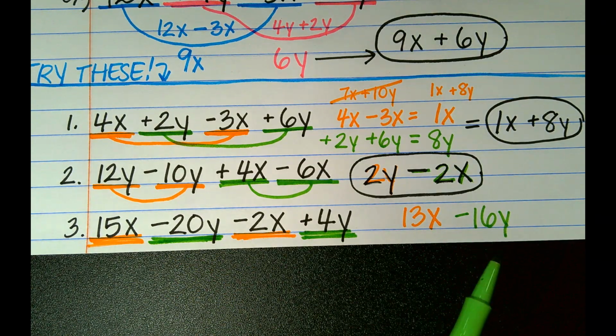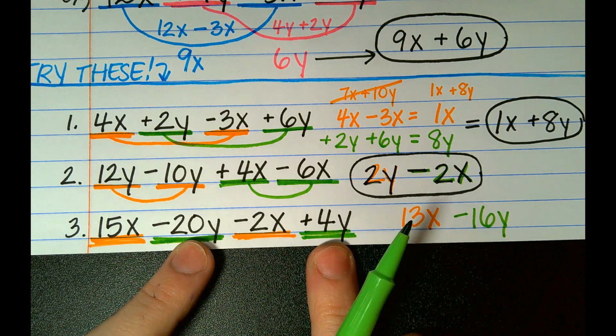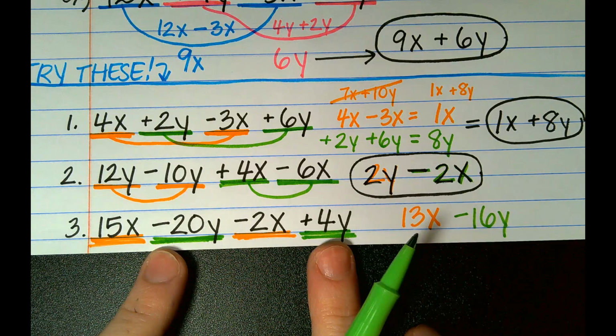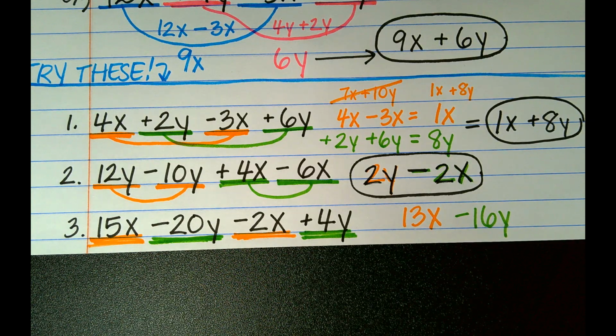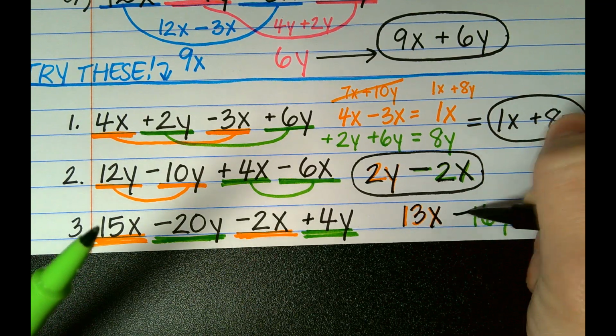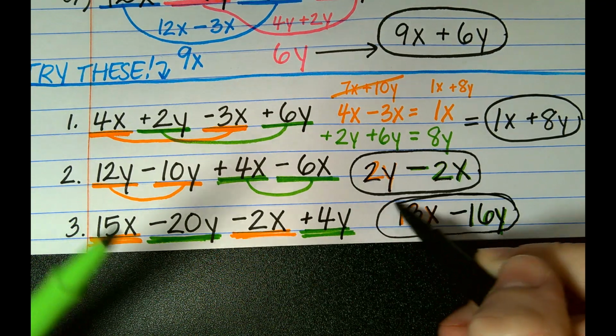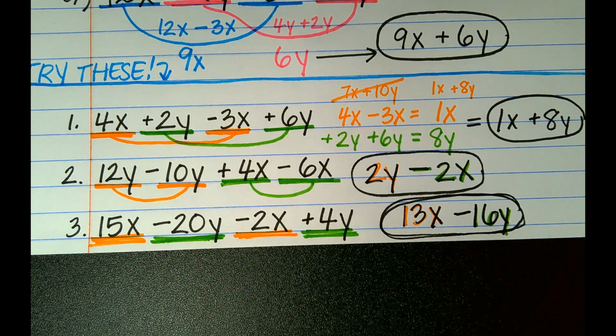Anybody confused how on earth we got negative 16y? We can talk about it. We subtract them. Yes, whenever you add numbers that have different signs like this, you're really subtracting. Different signs, you find the difference. You can also type it in your calculator. So our answer should be 13x minus 16y. Good job, guys. Okay, are we getting it? Is it clicking, making sense?